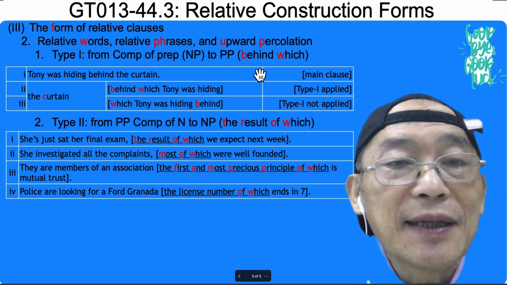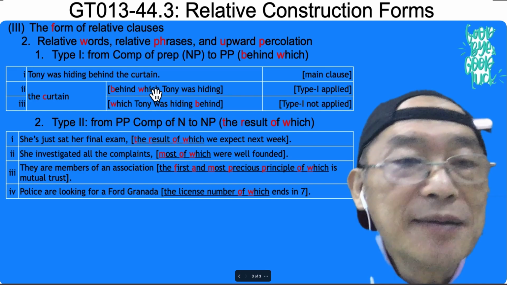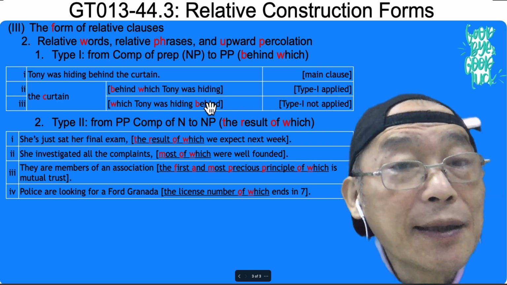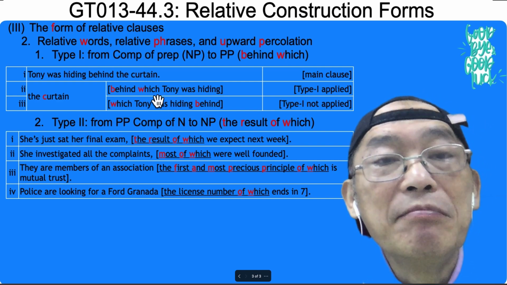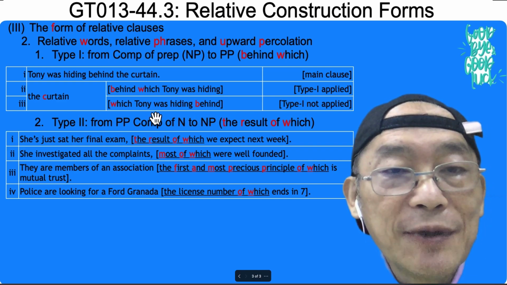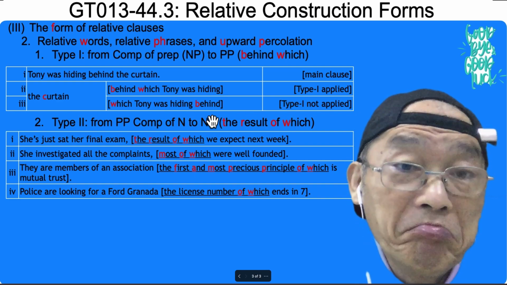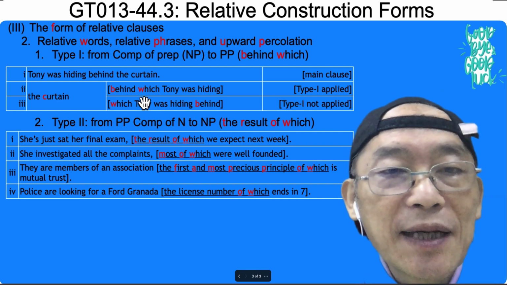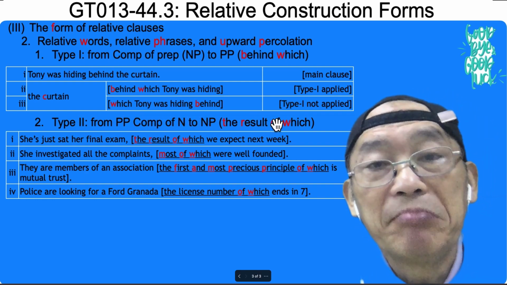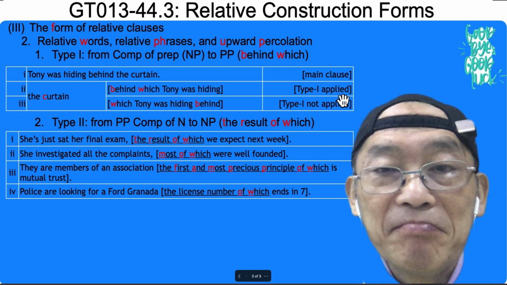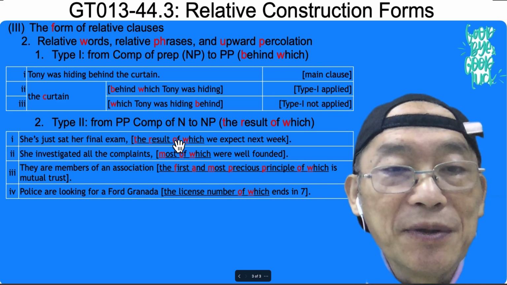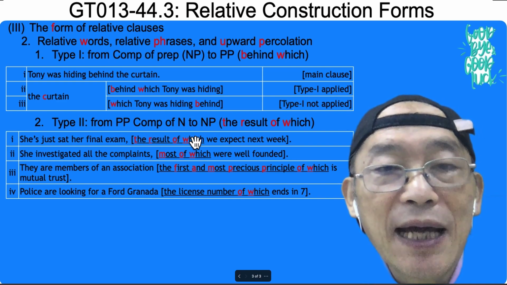So type 1 examples. Tony was hiding behind the curtain. The curtain, okay. Behind which Tony was hiding. Yeah, typical type 1 percolation. Which Tony was hiding from. Which Tony was hiding behind. Good. They can be separated. Yeah, they can be together or separated. Yep, type 1. Applied and not applied. Yep. Type 2, okay, from PP and then to noun phrase.